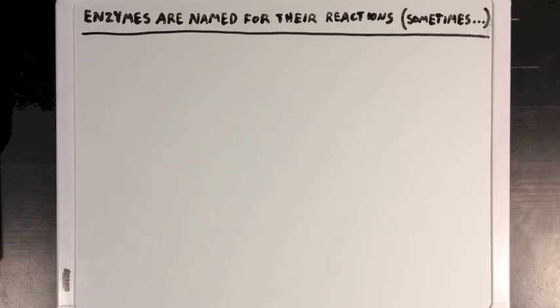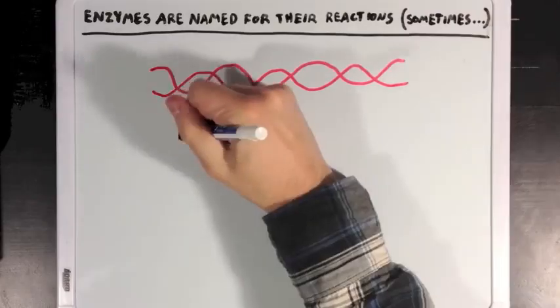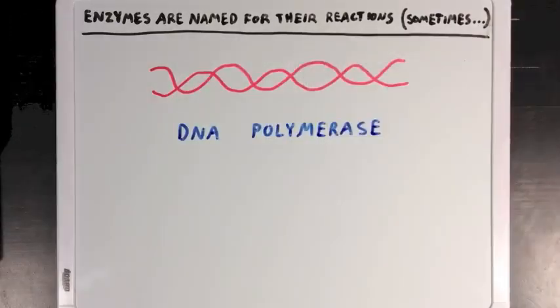And a great example of this is that one of the enzymes involved in DNA replication is called DNA polymerase, which is named as such because it acts on DNA and specifically makes polymers of DNA. Now, the suffix ase is usually just one that you find at the end of most enzyme names.